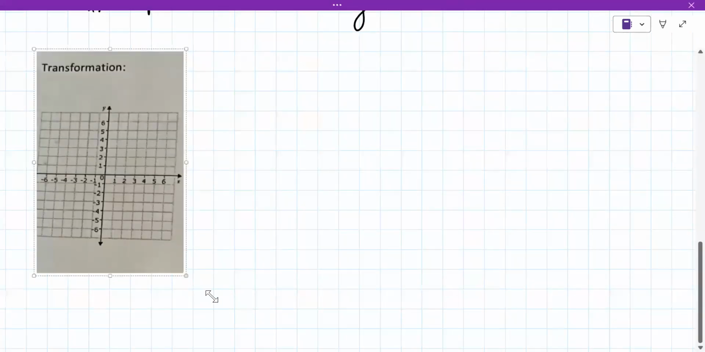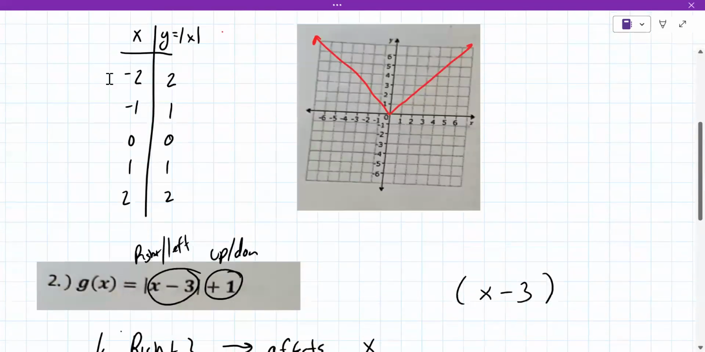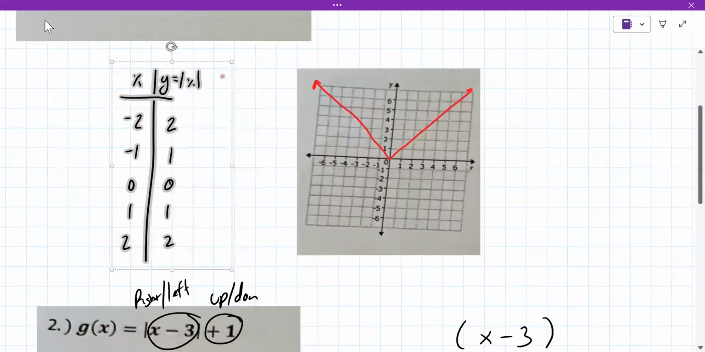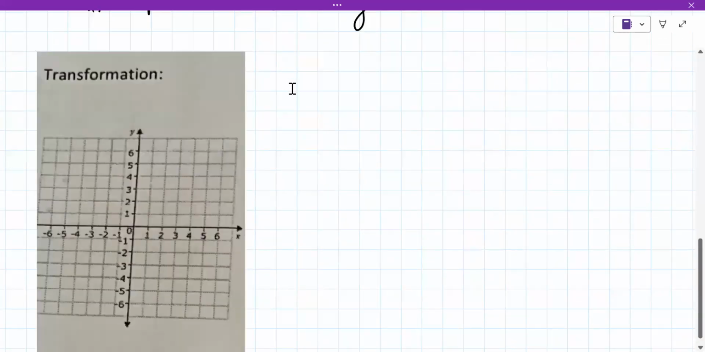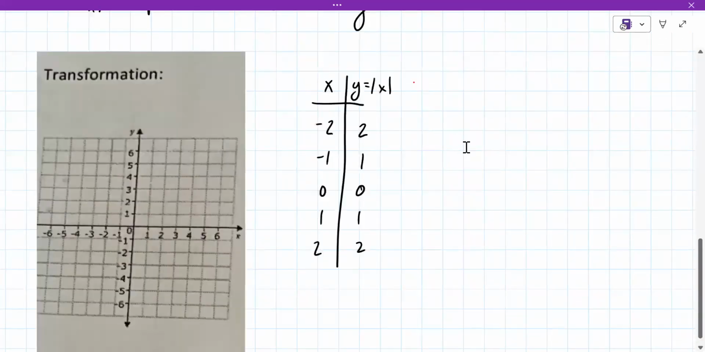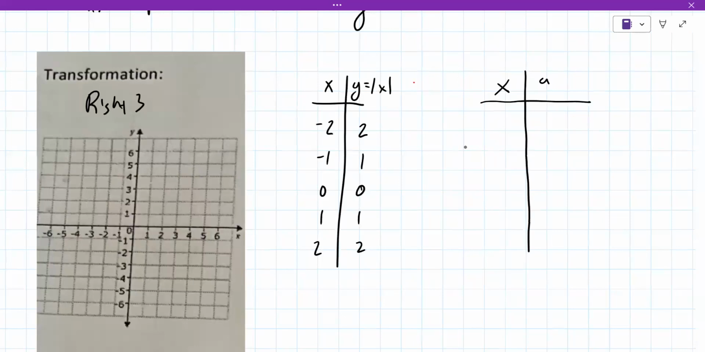look at this transformation. And I'm going to grab the table of values that we did for the parent function. So you are responsible for knowing the parent function. That's for sure. And then we're first doing right 3. So that means every X value is moved to the right 3. Could you tell me those new X values, please? Five, 4, 3, 4, 5.